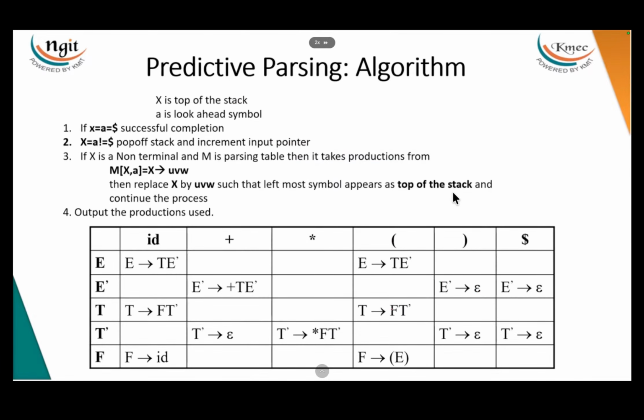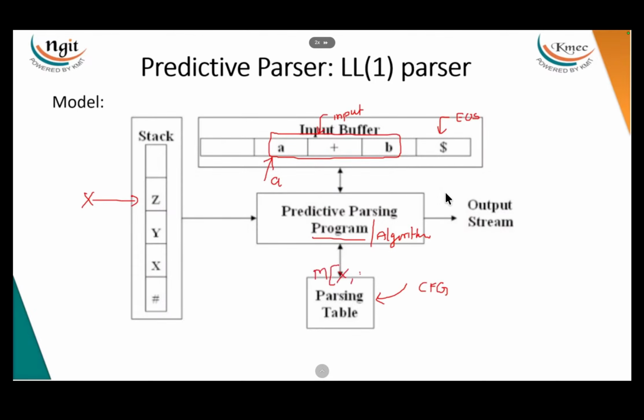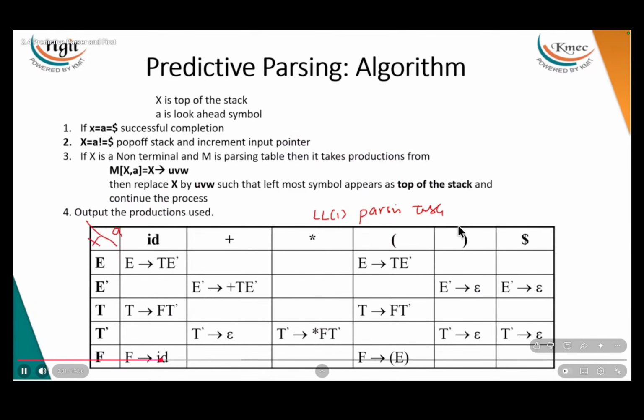I'm assuming that the grammar is already represented as a table. How we construct it for a grammar, we'll discuss in the next video. But assume that the grammar is represented as an LL1 parsing table. Then X is the top of the stack, whatever it is. And a is the current input symbol. M of X comma a is the table entry, where X denotes the row and a denotes the column.